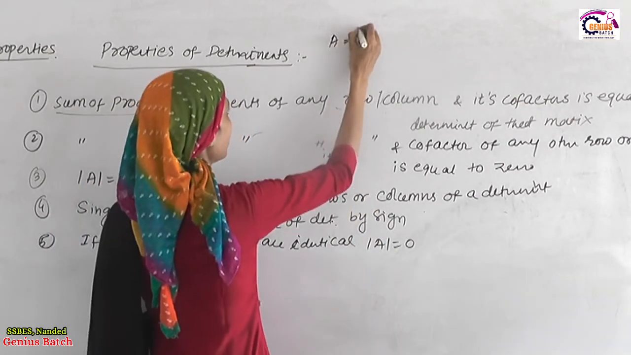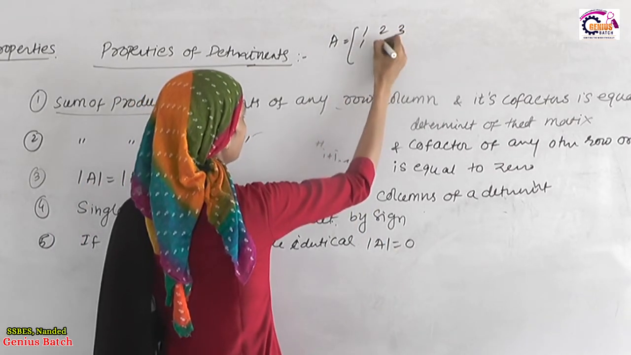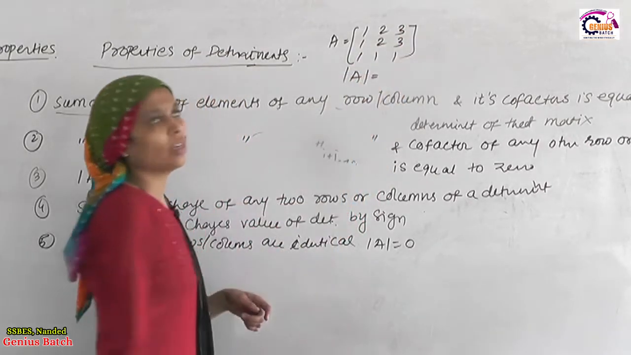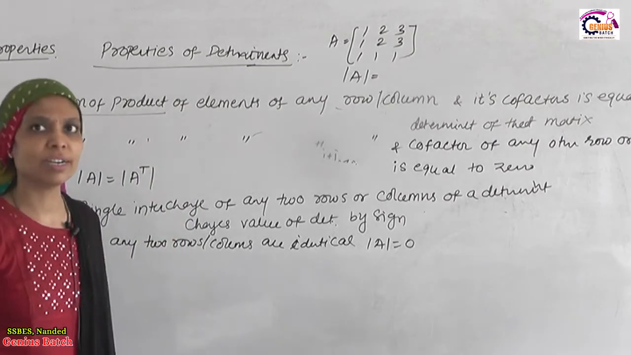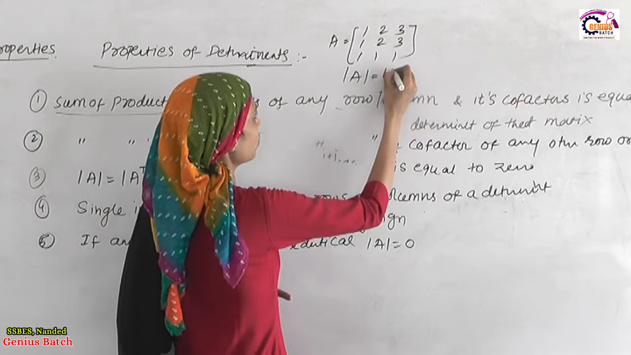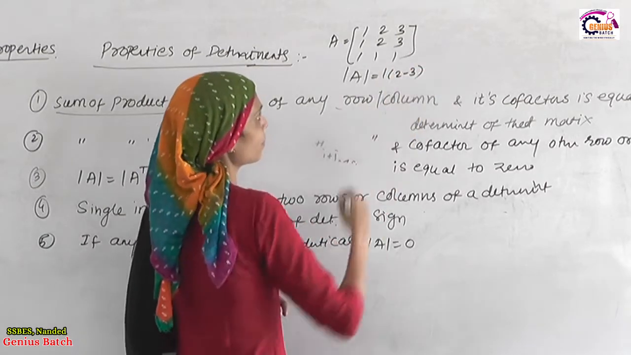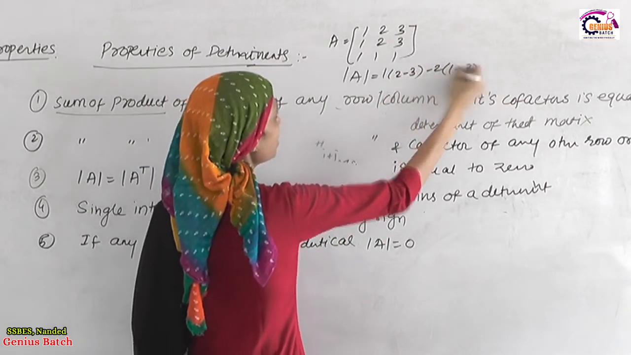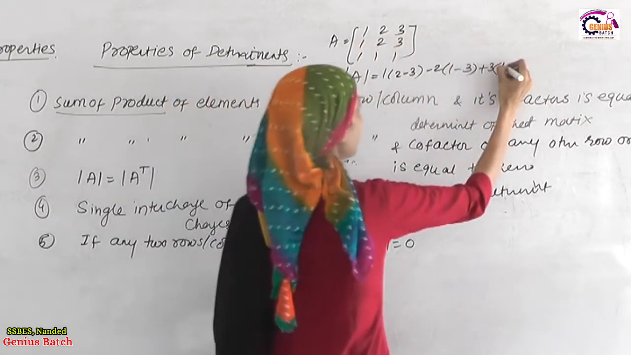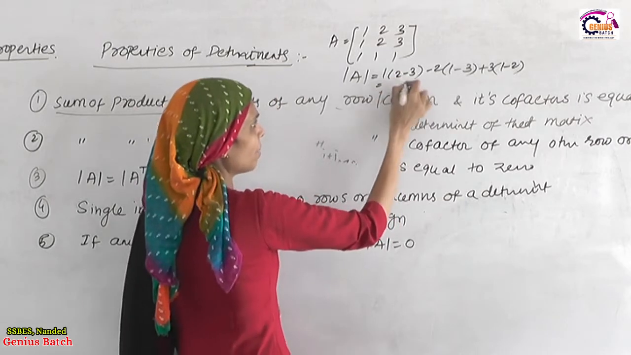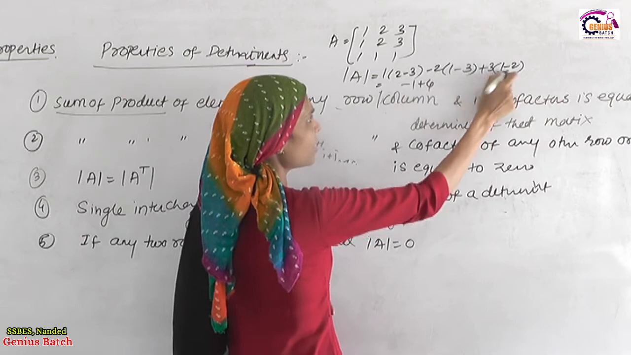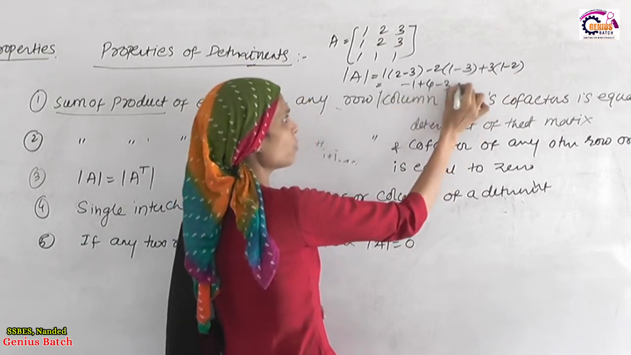Take any matrix and find its determinant. You can observe that the first row and second row are identical. Then let us check the value of the determinant. 1 into 2 minus 3 minus 2 into 1 minus 3, 2 into 1 minus 3 plus 3 into 1 minus 2. So what do I get? Minus 1 minus 2 into minus 2 plus 4, 3 into minus 1 minus 3. So minus 4 plus 4, I get 0.